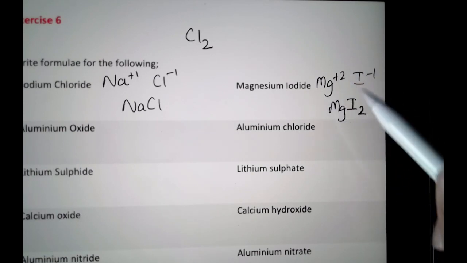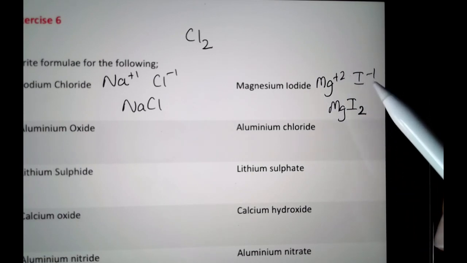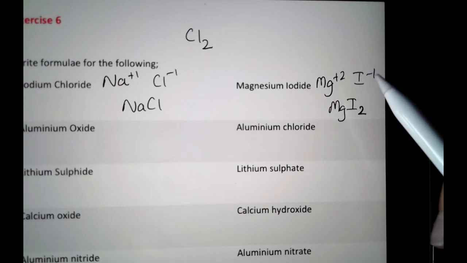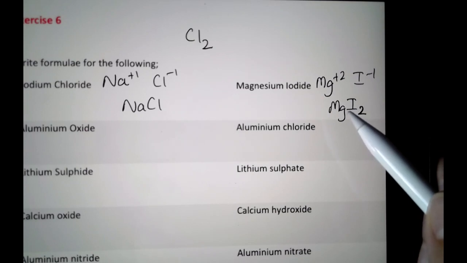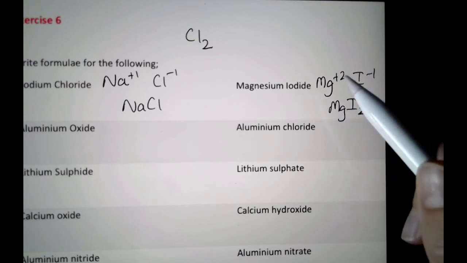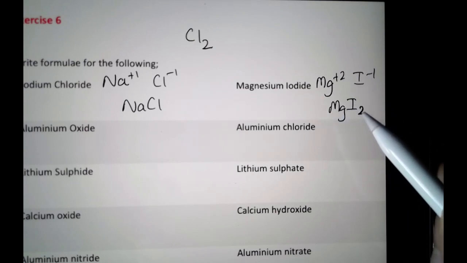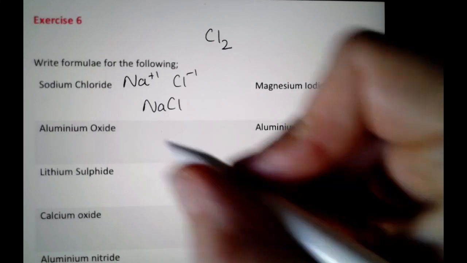Again, in my final answer, I don't have a plus or a minus, and essentially what I've done here is I've crossed the numbers over. The 1 that was next to the iodine is now here next to the magnesium. I've only got 1 magnesium. The 2 that was next to the magnesium is now here next to the iodine. I need 2 iodines.